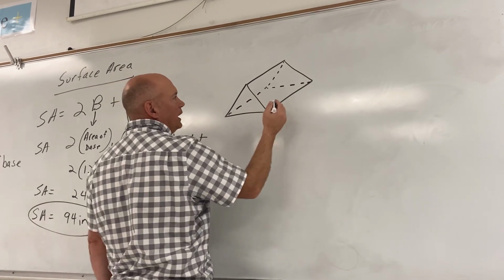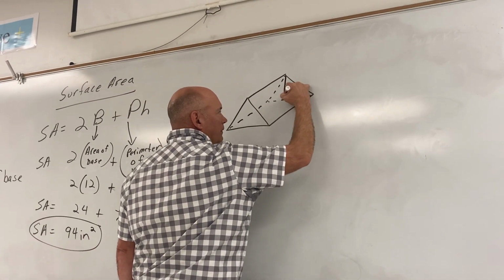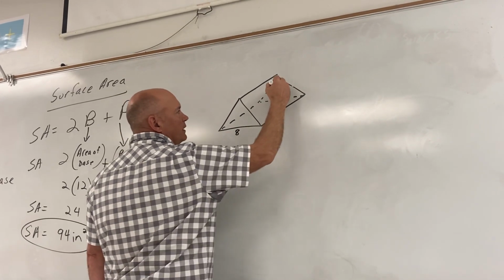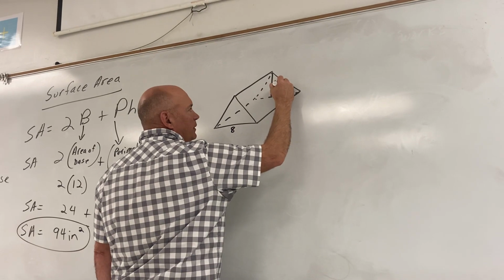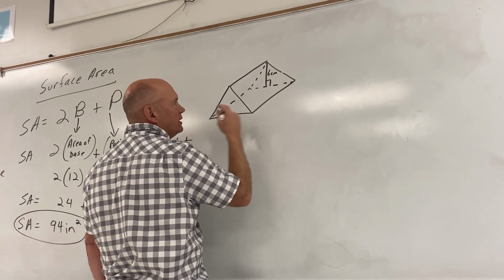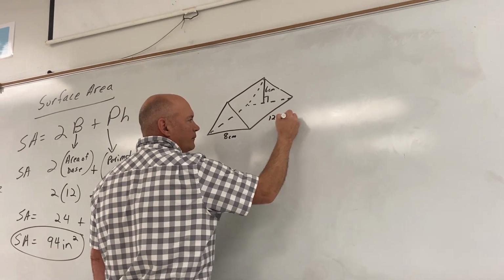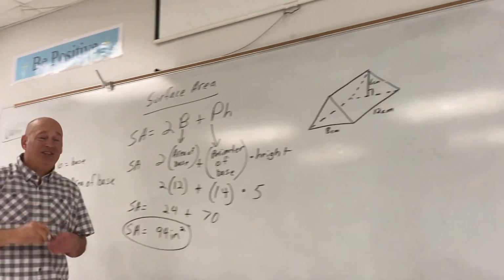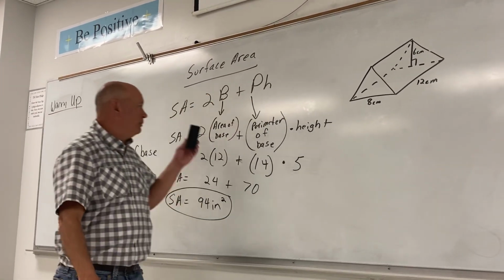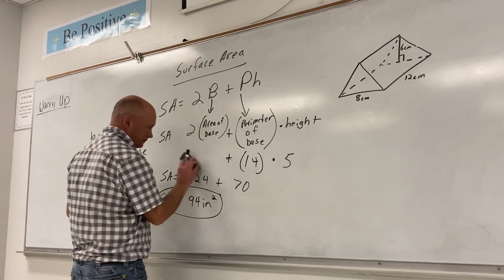Sweet. And let me put some numbers in here. Let's go with 8, 6, let's do centimeters this time. And let's go with 12. All right, we're gonna do the same exact formula. 2 big B plus big P times H.